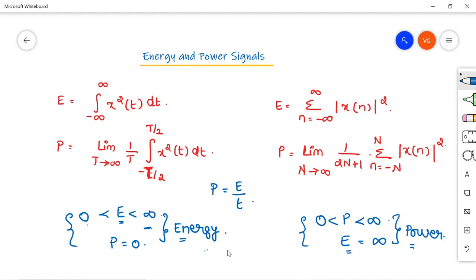Again, energy signals and power signals are mutually exclusive. That is, a signal can either be an energy signal or a power signal, but cannot be both.